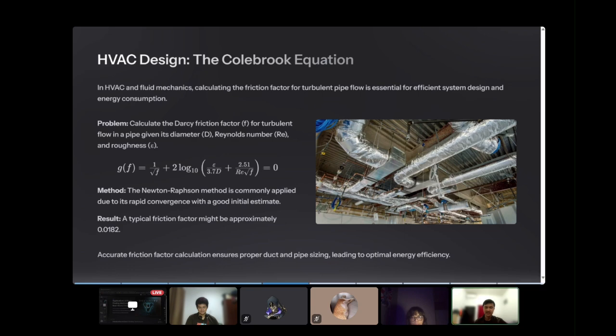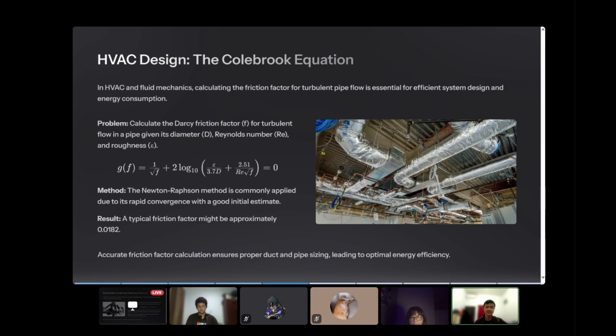The formula is g(f) equals 1 per square root of f plus 2 log base 10 times epsilon per 3.7 times diameter plus 2.51 per Re times square root of f equals 0. The method is the Newton-Raphson method, commonly applied due to its rapid convergence with a good initial estimate. The result is a typical friction factor might be approximately 0.08182. The accurate friction factor calculation ensures proper duct and pipe sizing, leading to optimal energy efficiency.